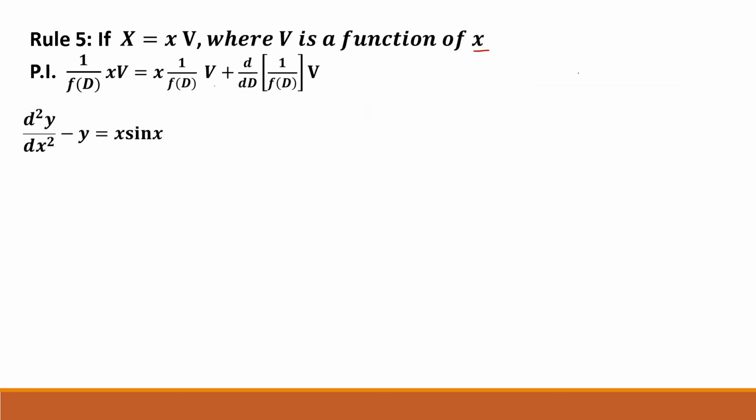So this is our example: d square y over dx square minus y equals x sin x. So here what is our capital X? This is our capital X. And what is our v? v is this thing, sin x. Okay. So first thing is the complementary solution.